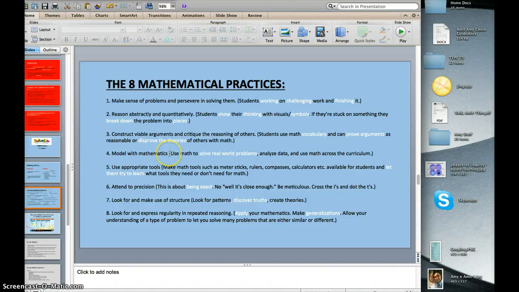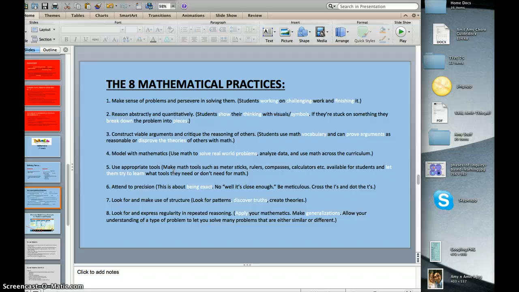Modeling with mathematics is the 4th practice, and that's using math to solve real world problems. Mathematical practice number 5 is using appropriate tools. This one's neat. We try not to teach kids all the time what tool to use, but instead let them determine the appropriate tools themselves based on what they're doing.